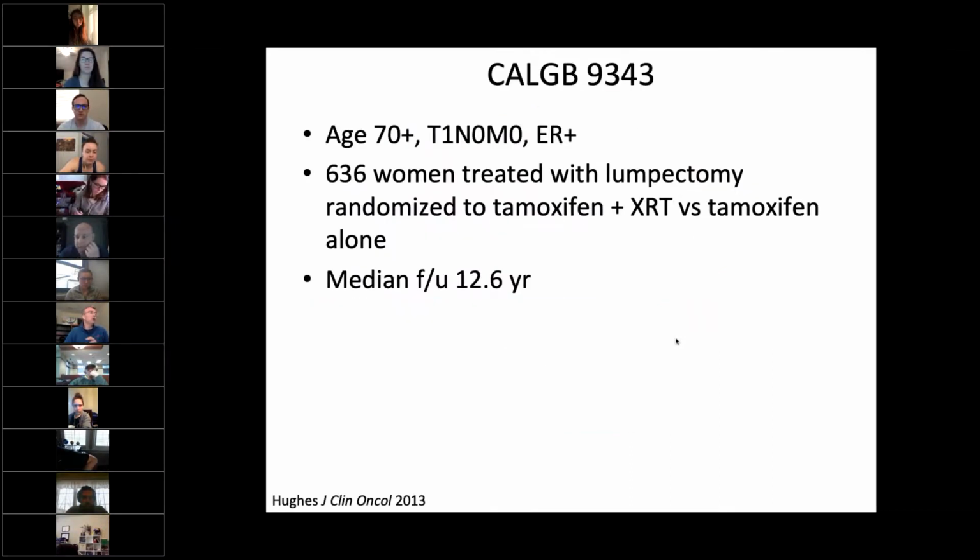Sorry. So what is this based off of? It's not actually based off of a DCIS study. It's based off of an invasive cancer study, CALGB 9343, a big trial. Simple question, sort of. So over 70, T1 N0 cancer that's ER positive. Do these patients need radiation? And why would they not need radiation? Because their lifetime chance of them developing another cancer is low.